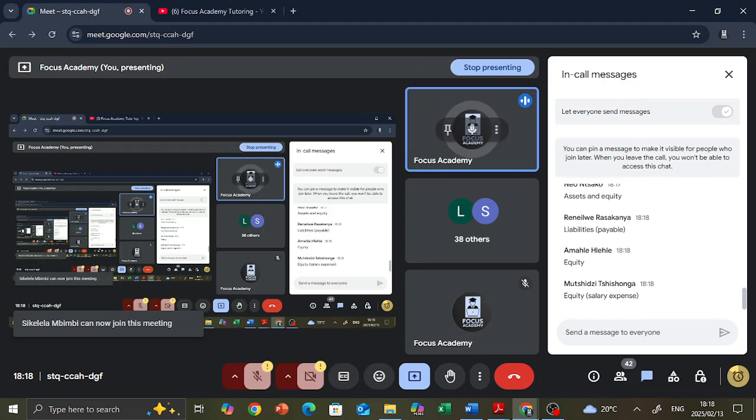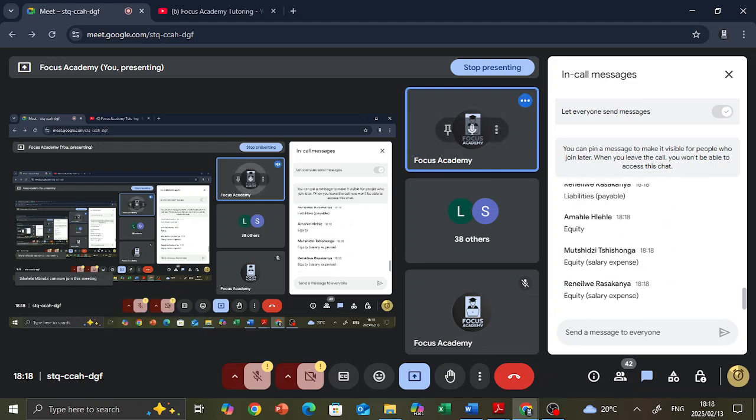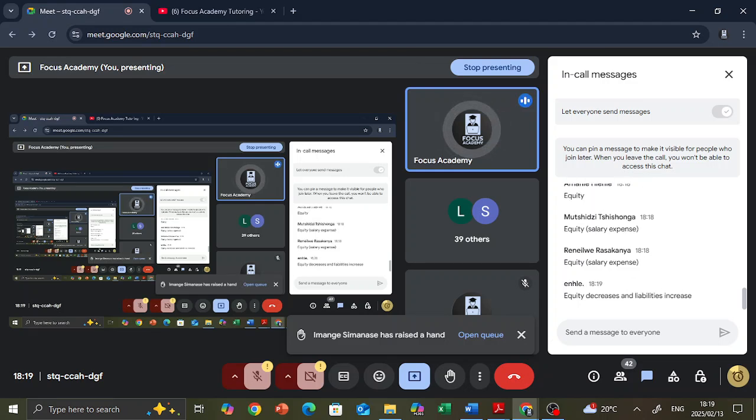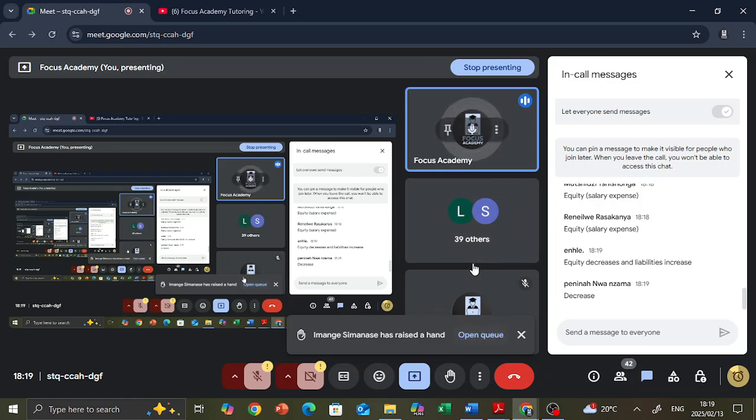Right, cool. So I've gotten most of the answer. You guys left out the last bit. Increase or decrease? Why is everyone avoiding that? So we've come to the conclusion that equity and liabilities are the accounts affected in this transaction. Increase or decrease? Imange, your hand is raised. You may unmute your mic if you'd like to speak.